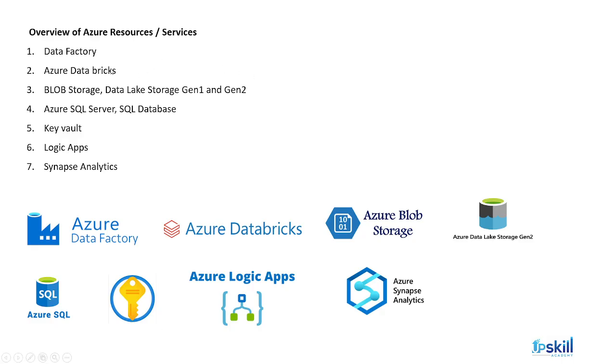The first service is Data Factory, then Databricks, Blob Storage to store the data, and Data Lake Gen 1 and Gen 2. Then Azure SQL Server and SQL databases. The fifth service is Key Vault, then Logic App and Synapse Analytics. These are all the important services which you should know. Let me give you an overview of all the services one by one now.